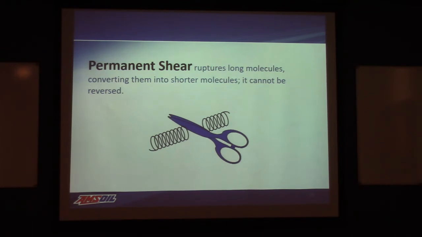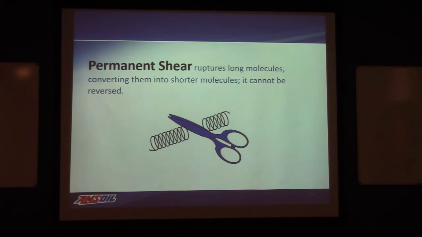So really you want to start off with a base material that naturally has a broader viscosity index to begin with. If that's the case, you can put less of these VI improvers in there, or maybe none at all. And if you have none at all, then you're not going to have any shear back, and the oil's not going to thin out on use.